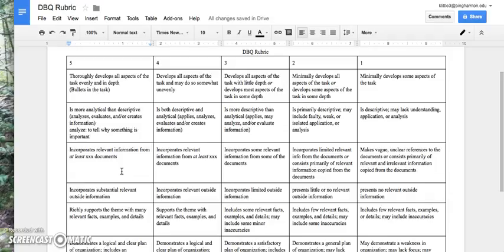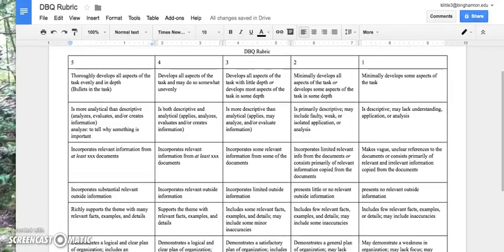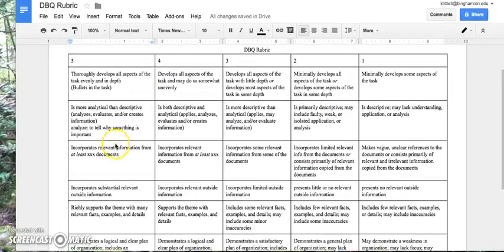This is where we get bogged down in just copying 4 documents, if that's what it's asking, when really we have to go a step further and explain why the information is important. So to get a 5, you would use all the required documents. Let's just pretend it's 4. So we would use all 4 documents, but not only copying them, telling why it's important. So let's put that in there. Need to explain the documents, not just copy.